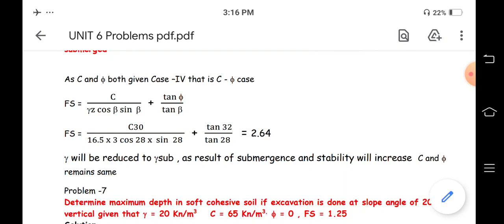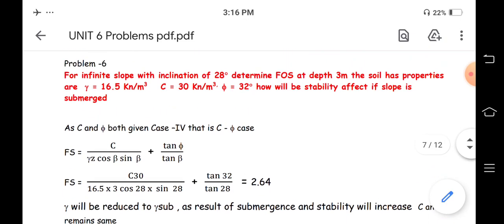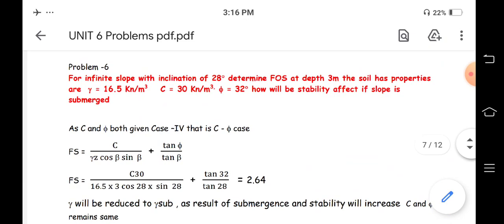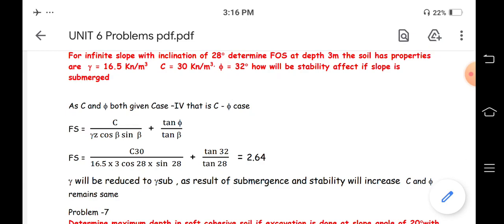So in the given problem, how will we identify which type of case is here? As the value of c is given and the value of phi is given, it means case 4, that is the c-phi case. So for the c-phi case, the formula is Fs equal to c upon gamma z cos of beta sin of beta plus tan of phi upon tan of beta.